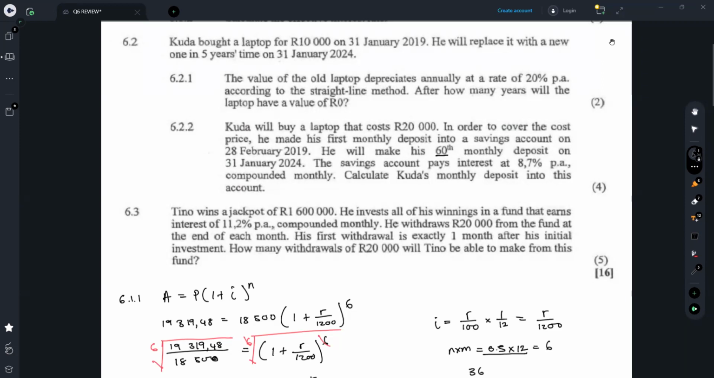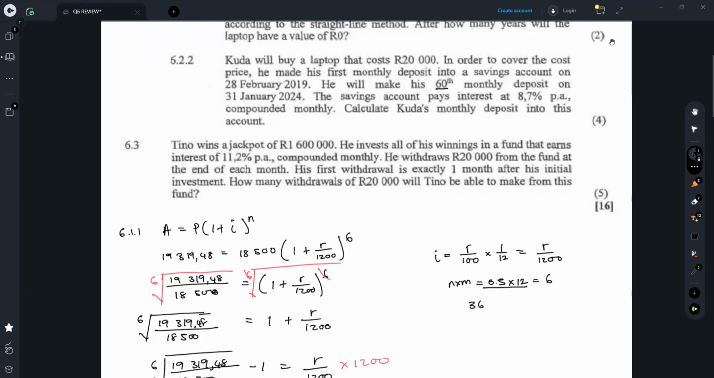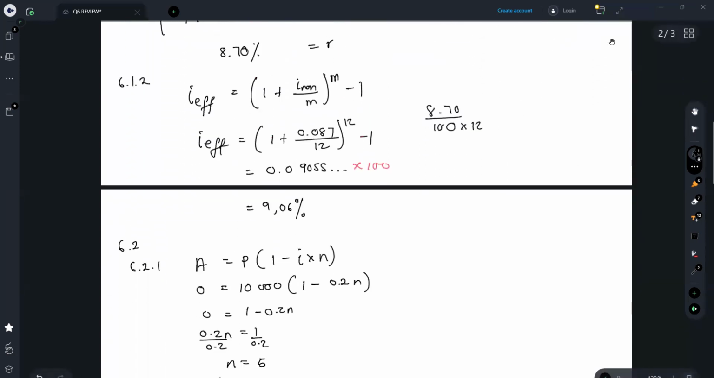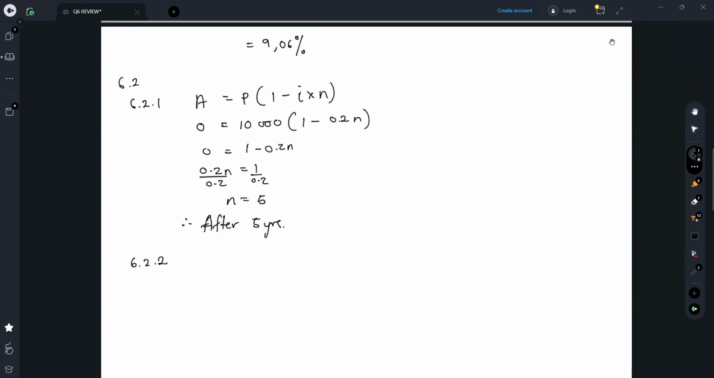And remember that he will replace this laptop in 5 years' time. So if you said 5 multiplied by 12, you definitely get that 60. And this is the 60 we're given here. So we have all the details, basically, to solve this question. So now let us go on down there and solve it.